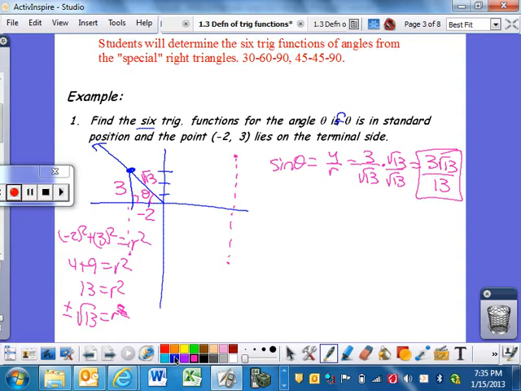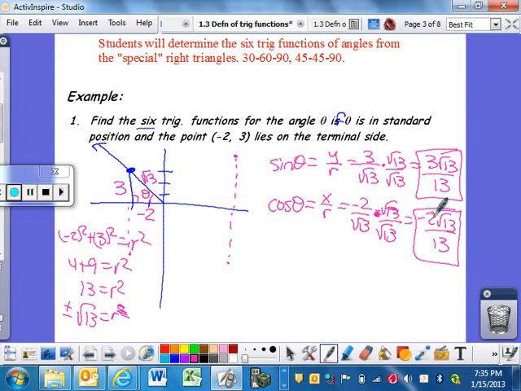The easiest thing to do when I do these six trig functions is find the three common ones. Cosine, the x over the r, which is going to be adjacent, or x, which is -2, over square root of 13. Which will end up doing the same thing. Multiply by square root of 13 over square root of 13, so -2 root 13 over 13. That's cosine. And then tangent theta is just going to be your opposite over your adjacent, or your y over the x. So -3/2.